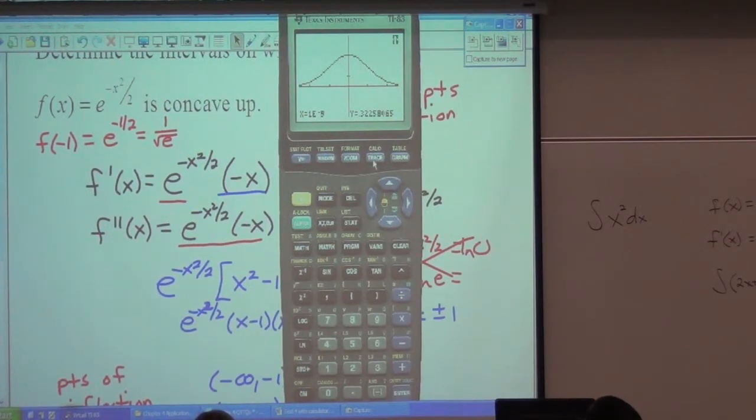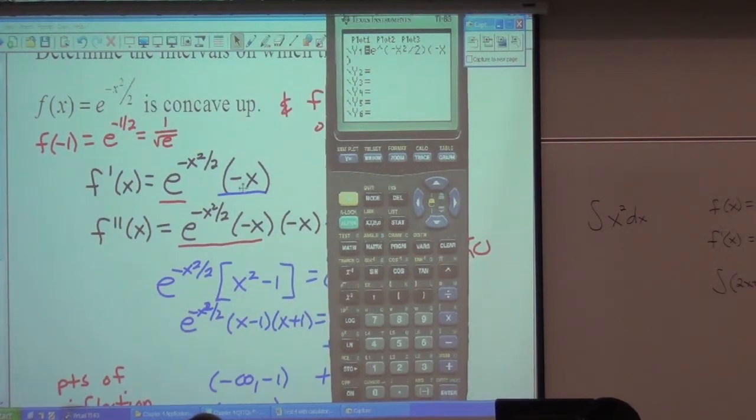I could go second, calc. We figured out it was 1, so do value and put in 1. Or you could eyeball it. Well, this one maybe. But if we put the first derivative in, we found the first derivative without too much trouble. The first derivative was e to the negative x squared over 2 times negative x. If I graph that, an interesting thing happens to that graph.